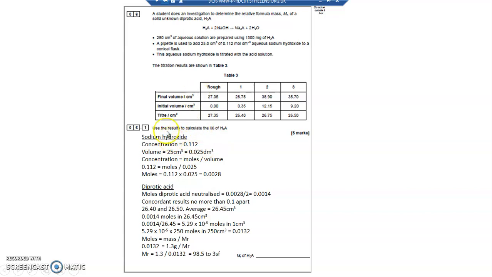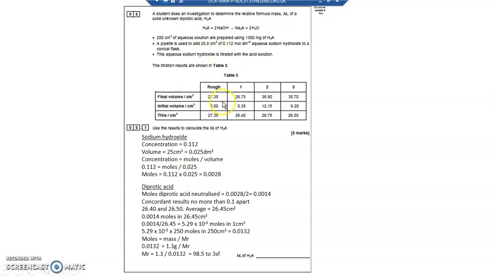So, first of all, I can do something with the sodium hydroxide, because I've got 2 values for the sodium hydroxide. Before I start working out titration results, I know that a pipette is used to add 25 centimetre cubed, which is 0.025 decimetre cubed, of 0.112 mole per decimetre cubed sodium hydroxide. Always got to get volume into decimetre cubed for calculations. Concentration is moles divided by volume. Concentration 0.112 is moles divided by 0.025. Multiply both sides by 0.025. I've got the number of moles, 0.0028 of sodium hydroxide.